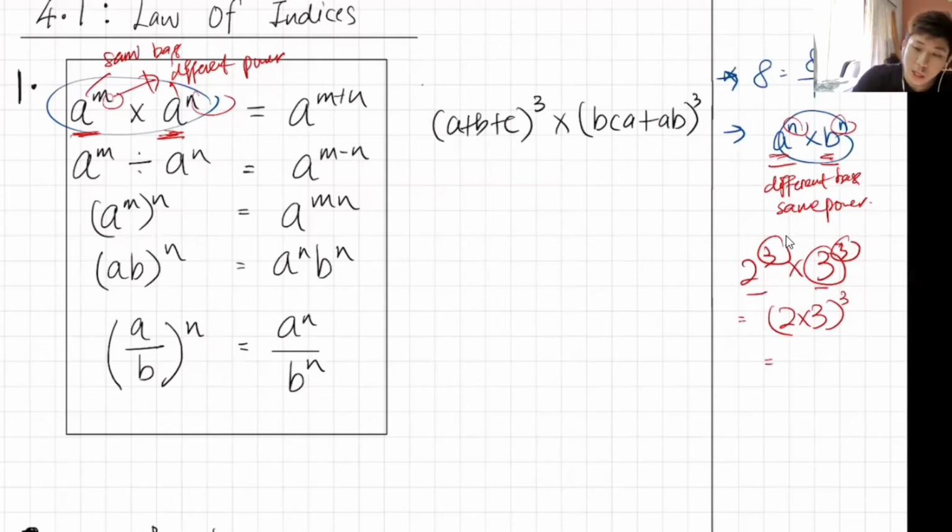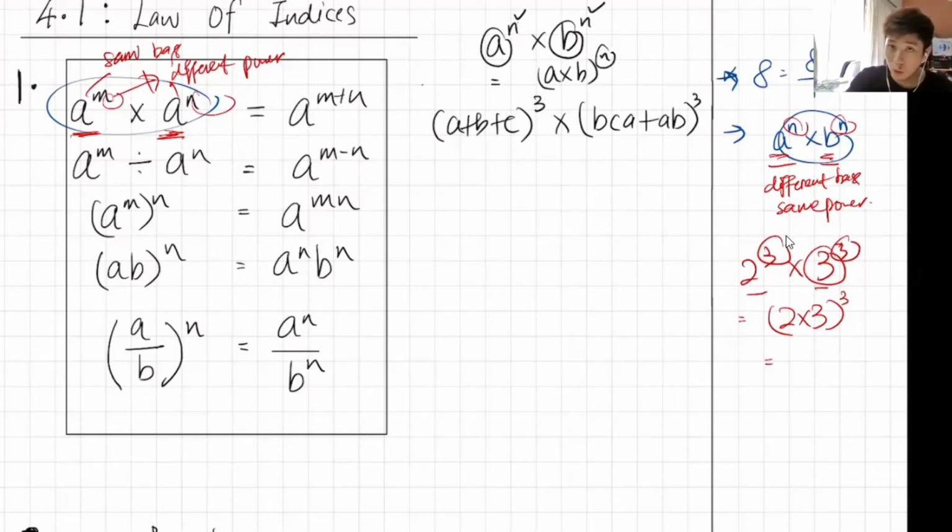So the same power rule states that when you have A to the power of n times B to the power of n, I don't care what A is, I don't care what B is. As long as they have the same power, what I do to them is multiply them, because they're in the same world. So I can just multiply them and raise them to the same power.